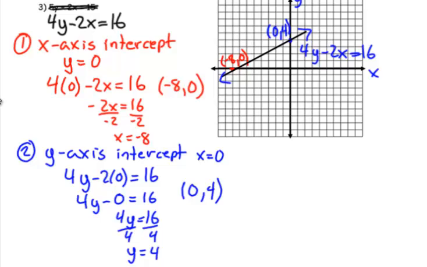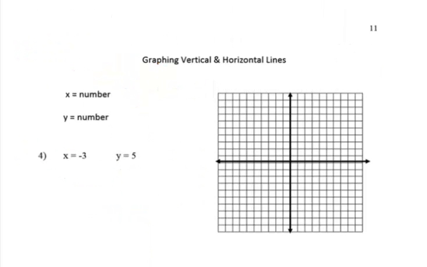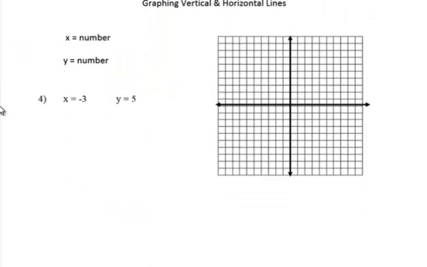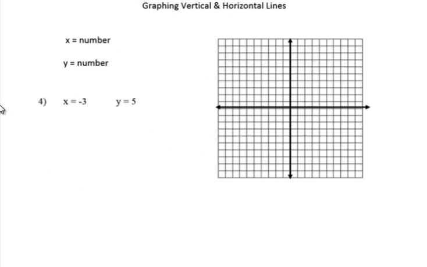So you've got 3 different examples that you can look at. Now the last one that we're going to look at here is graphing vertical and horizontal lines. And this is when the equation looks a little bit different. These are some special cases. And when you have x equal to a number, that is going to be a vertical line. Now remember, vertical are up and down. And when you have y equal a number, that is going to be a horizontal line. Remember, horizontal is left and right.